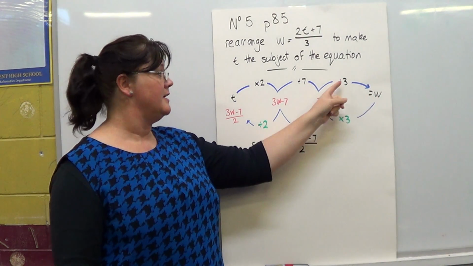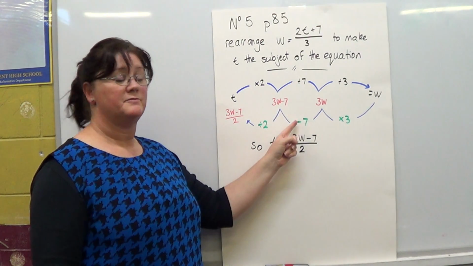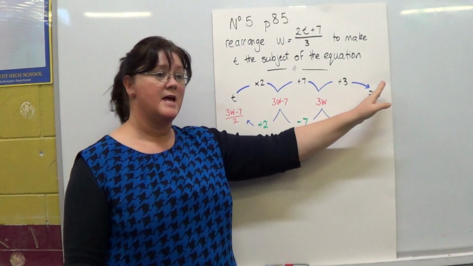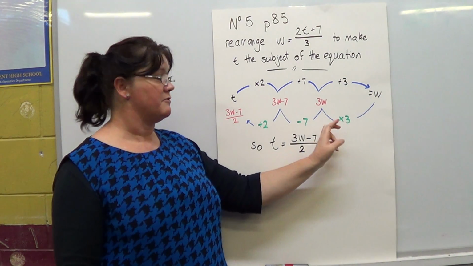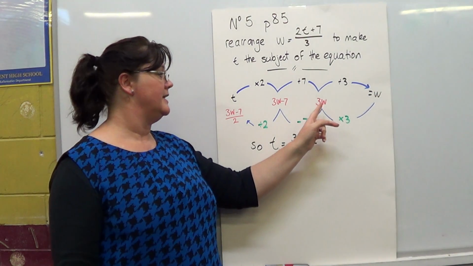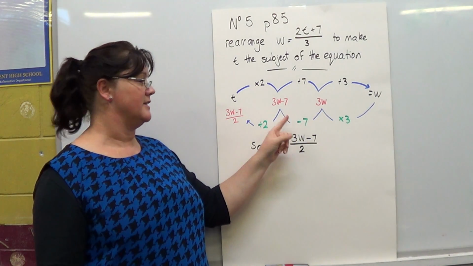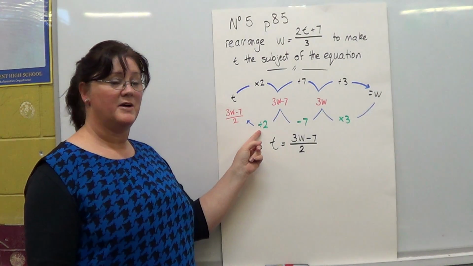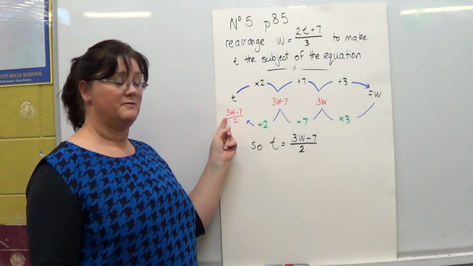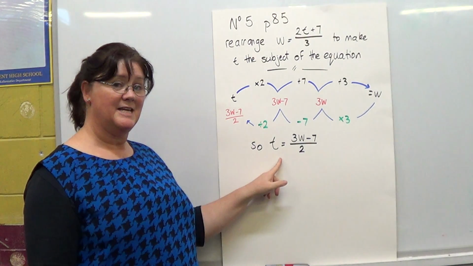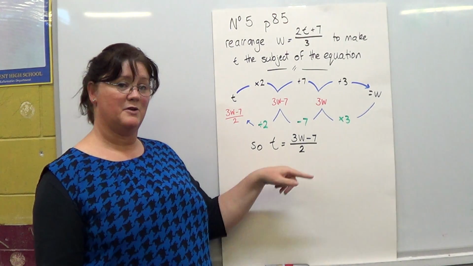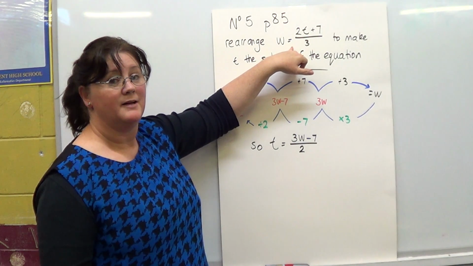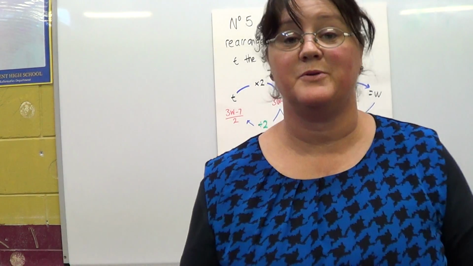To undo that, the opposite of divided by is times, opposite of plus is minus, opposite of times is divided by. So we go through the process. Take our w, times it by 3. That means we get 3w. Take our 3w, subtract 7. 3w take away 7. Take this part of the formula, divide by 2. We get 3w take away 7 divided by 2. So, t equals 3w take away 7 divided by 2. And that's the rearranging of this formula. Do the rest of the questions on that page.